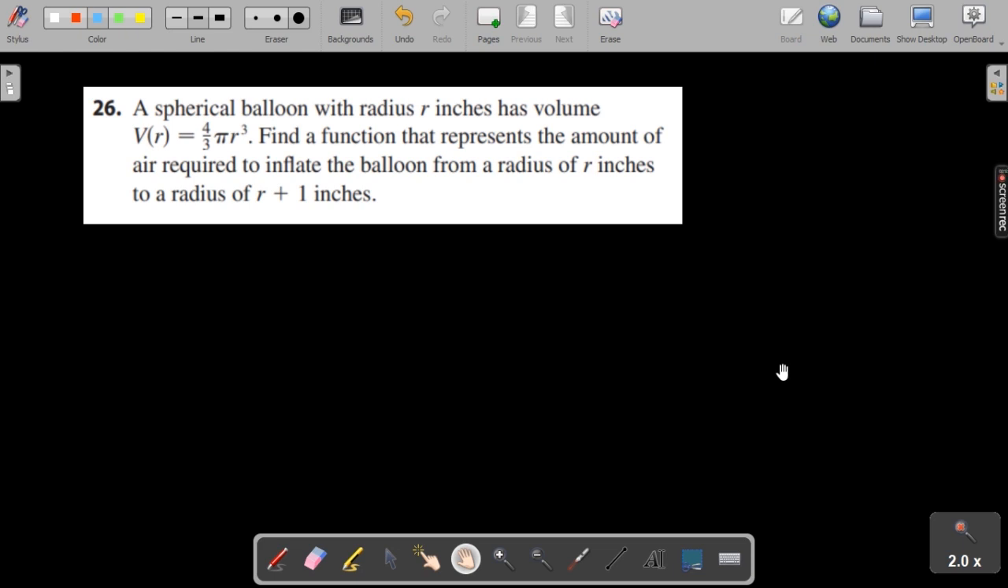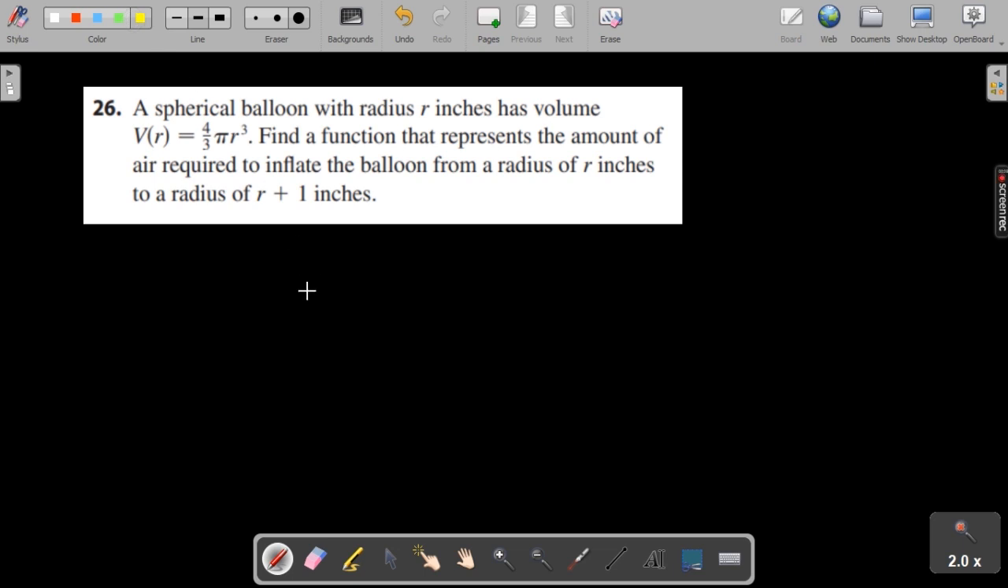So here's our question. A spherical balloon with a radius r inches has a volume V(r) equals that. Find a function that represents the amount of air required to inflate the balloon from a radius r inches to a radius of r plus 1 inches.